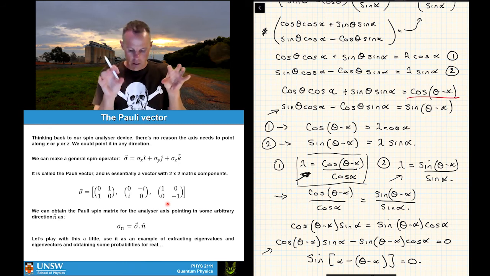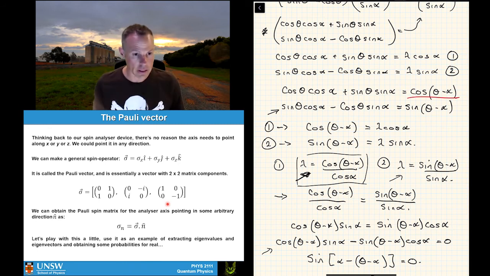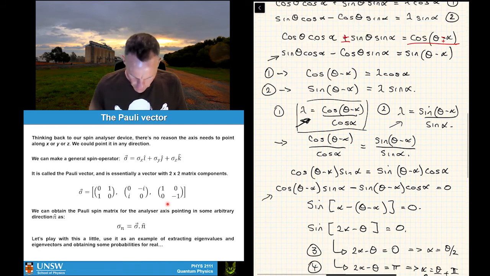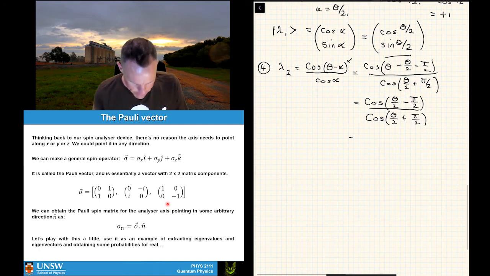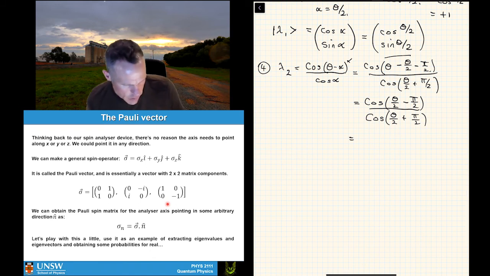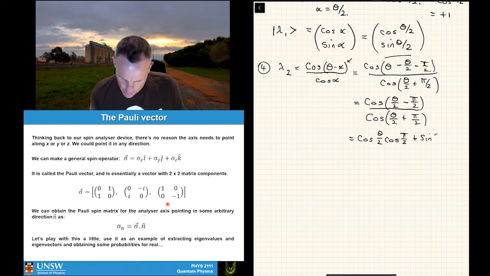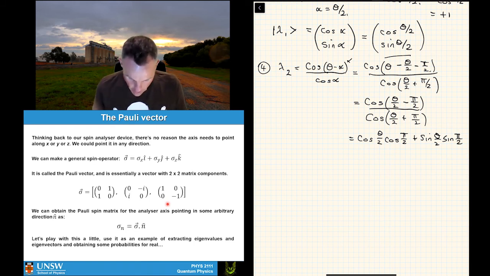We can now take our sum and our difference and convert them back into terms in cos and sine. So just to be really clear on this one, if this is minus plus over here, this will be plus minus, okay? So what we would have down here would be cos theta on 2 cos pi on 2 plus sine theta on 2 sine pi on 2.